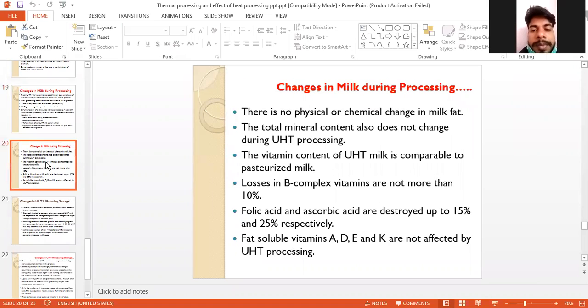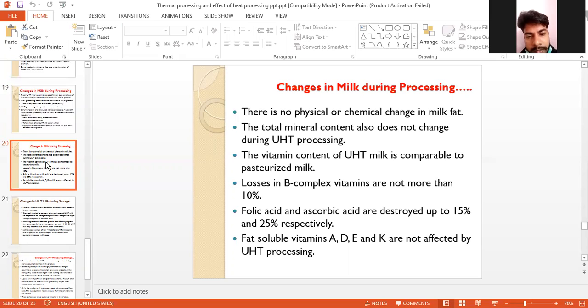Now, another thing we can observe is that a major component of the milk is fat. It has been noticed that no physical or chemical change takes place in the milk fat, so we do not lose any fat in the milk due to the UST processing. Another point is that the total mineral content does not change during UST processing. Also, the vitamin content of UST milk is quite comparable to pasteurized milk.